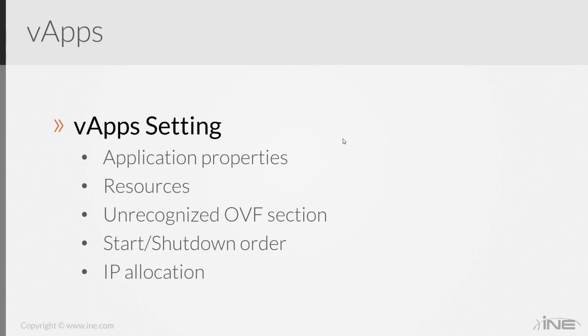Then coming down in our list, we have our unrecognized OVF section. So if our vApp was not created by the vSphere web client, it may include some information that is not recognized by our vCenter server. So that information would be listed as unrecognized, and we will see that there. Then our IP allocation policy: we could configure a vApp to receive IP from a DHCP pool, or from our vSphere environment.